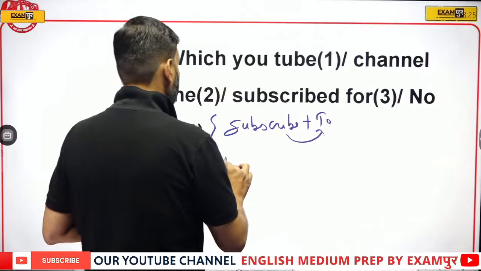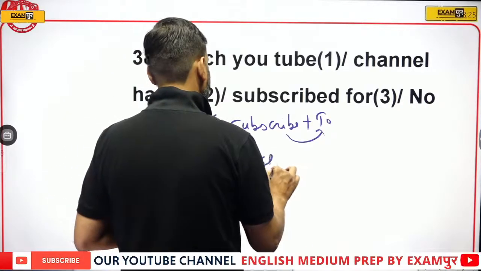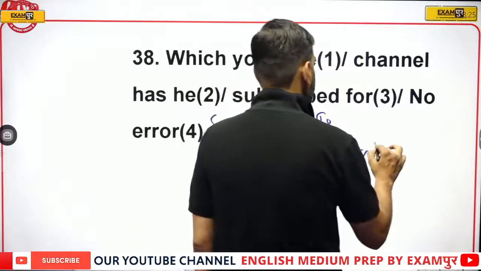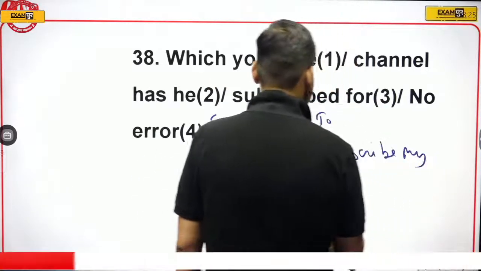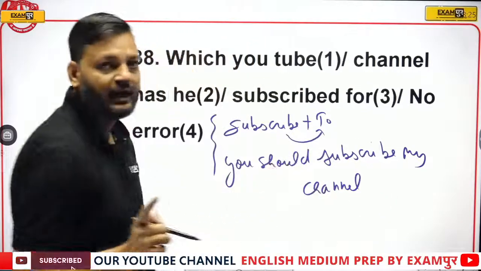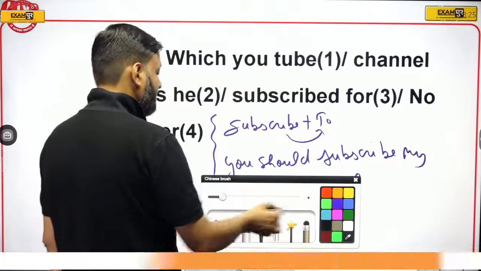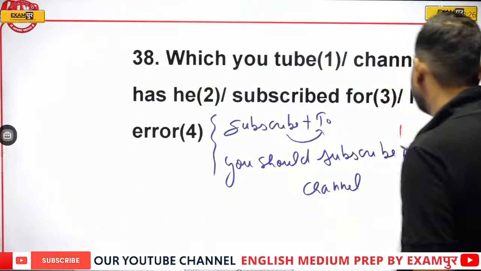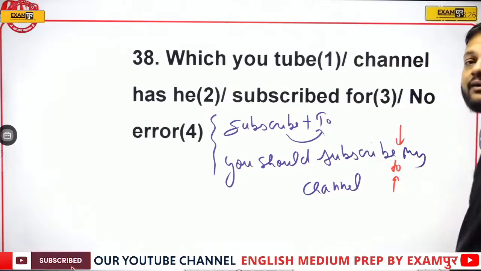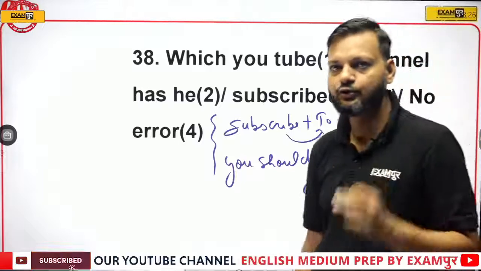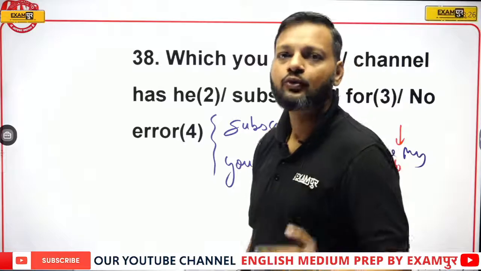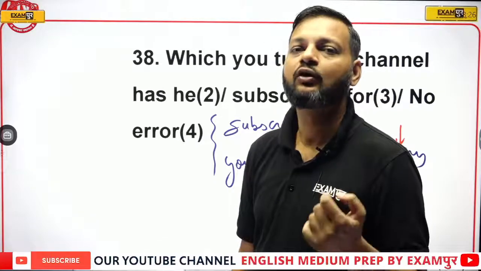If I write you should subscribe my channel, this is wrong. Here after subscribe we need to. You should subscribe to my channel. Okay, you should subscribe to my channel. I have subscribed to your channel. So subscribe is always followed by to.